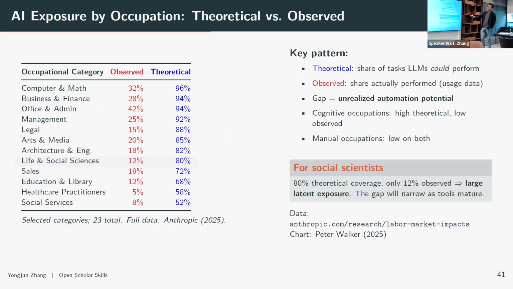Again, it's research conducted by Anthropic. They are trying to see whether AI can disrupt certain applications, for life and social science. In theory, 80% of the tasks can be replaced by AI, but in practice, only 12%. There are still gaps, right? But that's kind of latency. So it takes time. That means we still have some time.